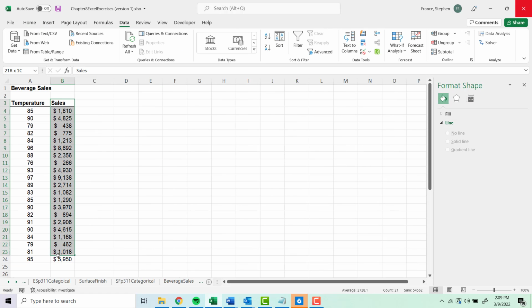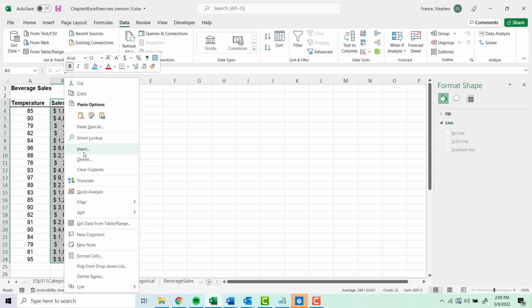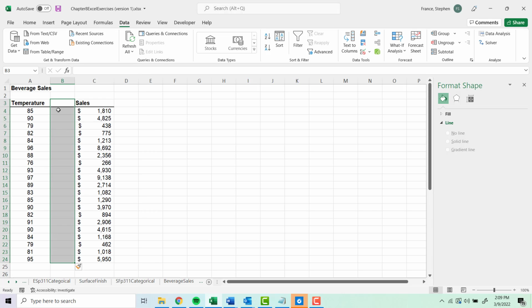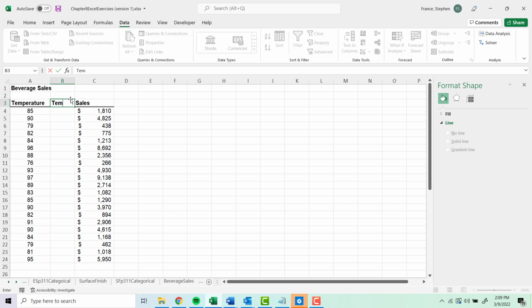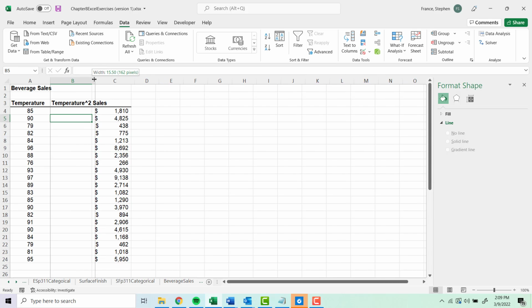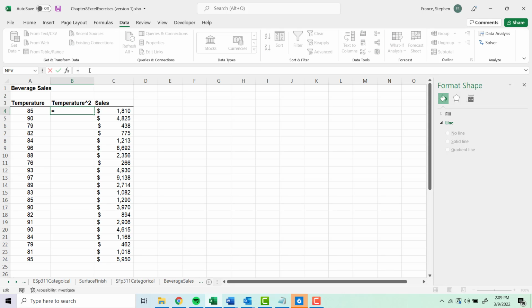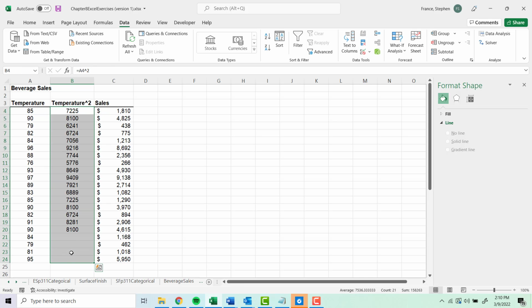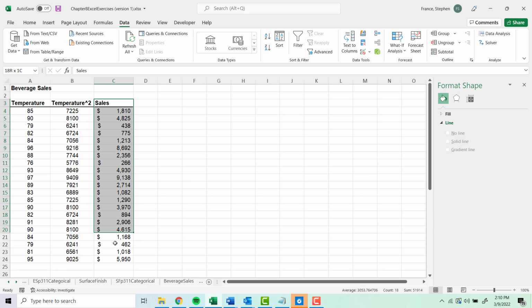So the first thing we want to do is insert cells, shifting them to the right. And we want temperature to the power of 2, i.e. a squared temperature, if we're thinking about a quadratic. So here we go. It really is just the temperature squared, and just drop down. Okay, perfect. So now we're going to first build the linear model of sales related to temperature, and then we're going to see if adding the squared temperature improves our model.